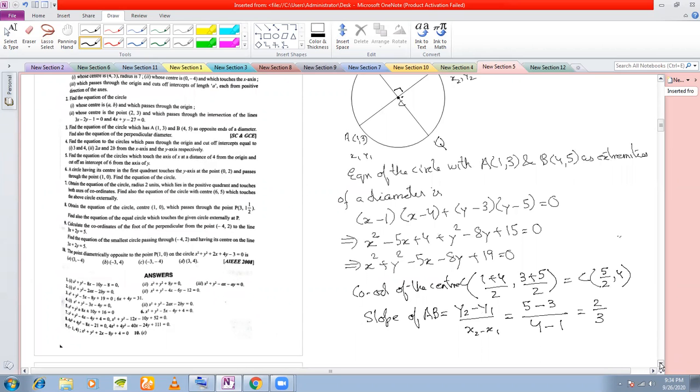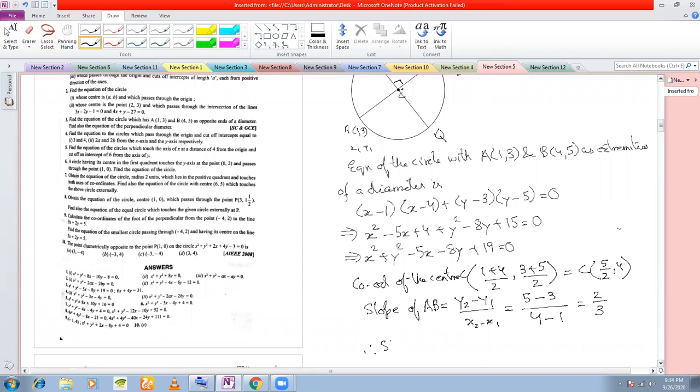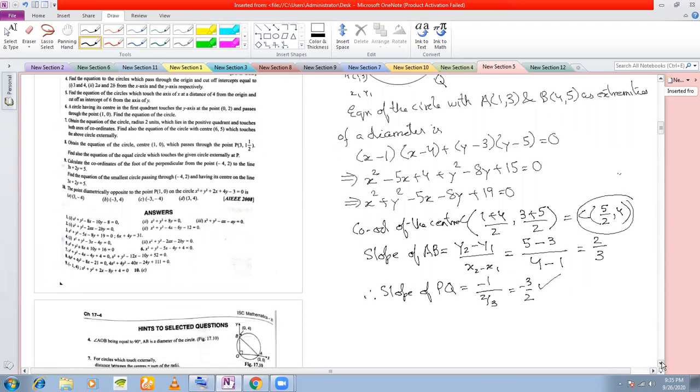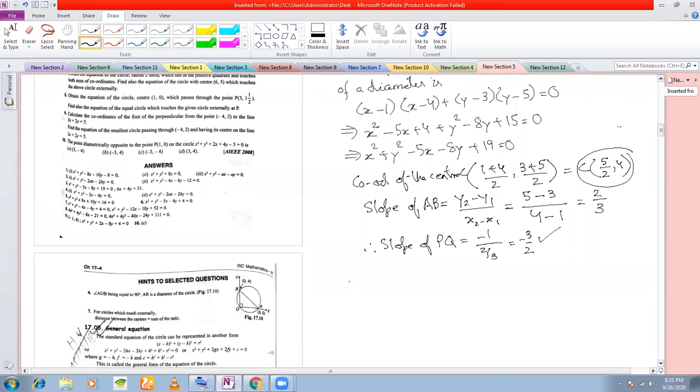So what is the slope of PQ? Slope of PQ is minus 1 by 2 by 3, which is minus 3 by 2. So now you know that PQ passes through the center C, and it has the slope minus 3 by 2. So what form do we use? We use the point slope form.